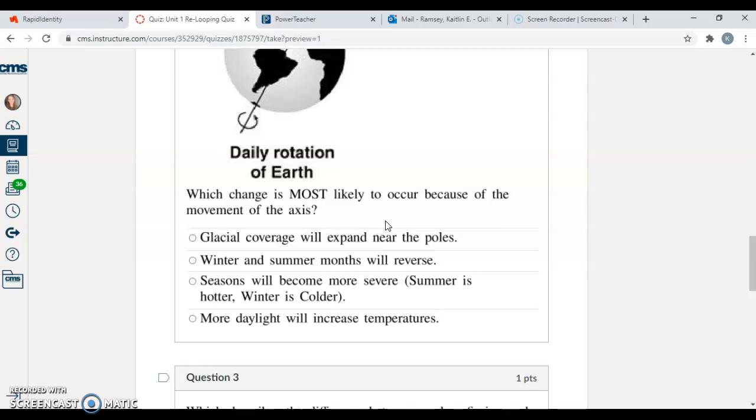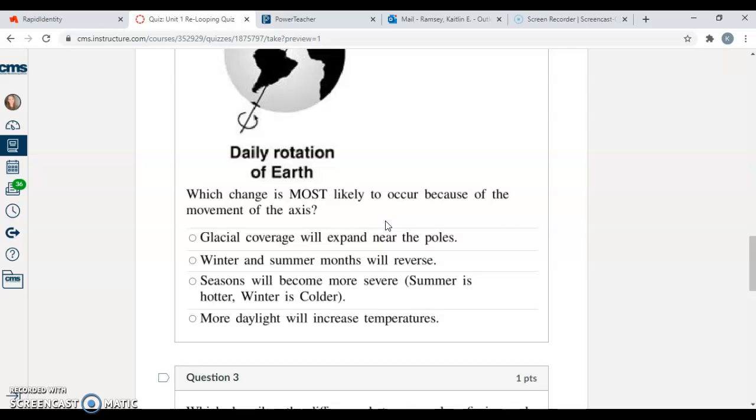So remember that the tilt of our axis determines the seasons, right? So the tilt of the Earth on the axis determines the seasons as our planet revolves around the sun. So if our northern hemisphere is tilted towards the sun, it's going to be summer. And if we're tilted away from the sun, it's going to be winter. So this wobbling of Earth on its axis will change the tilt just a little bit. Not much, but a little bit.